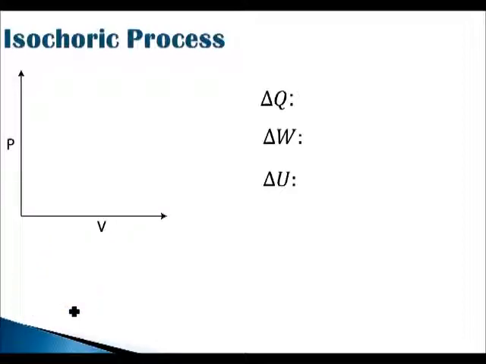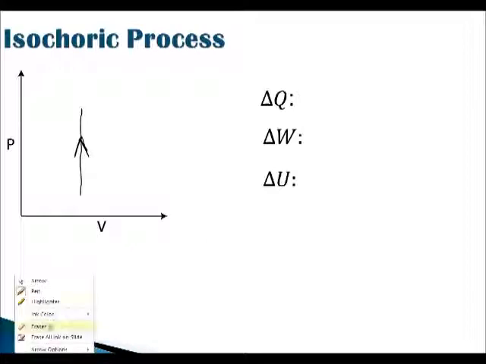Next, an isochoric process. So let's look at a process where the volume is constant, but the pressure increases. Okay, so constant volume, the pressure increases. What is going to happen in this situation? Well, there's no change in volume, which means that there is no work done, because for work to be done, the volume of the system has to change.